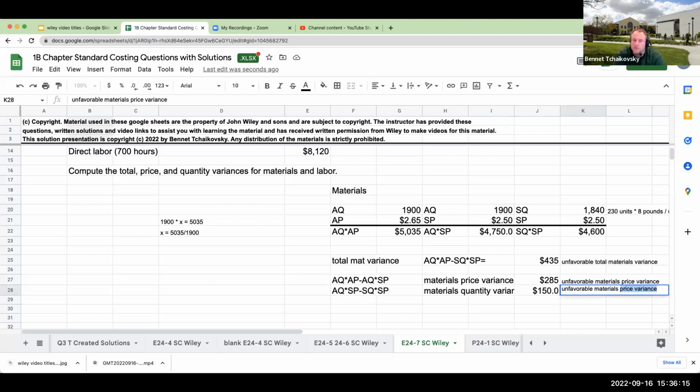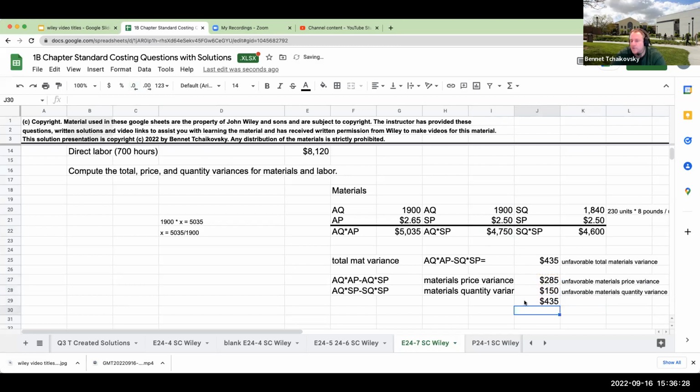materials quantity variance. Okay, what's the last thing we need to do? We absolutely have to go through and check our work. How do I check my work? I add up these two numbers, and it has to equal the total variance.